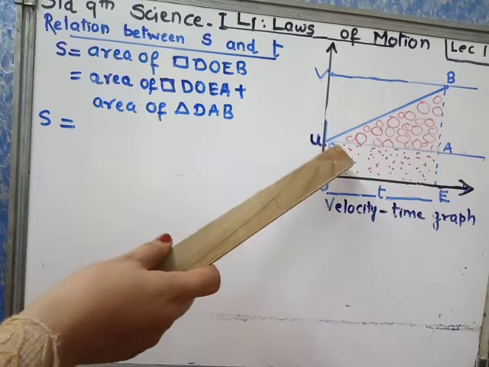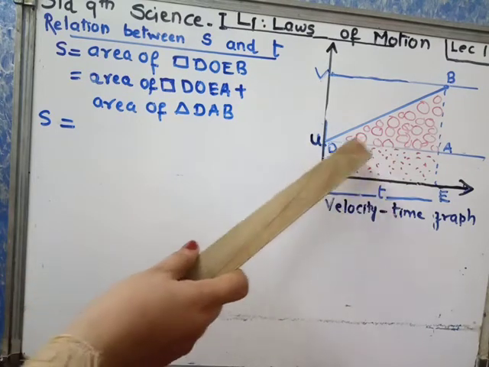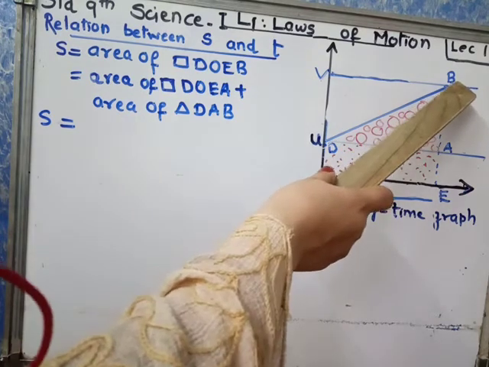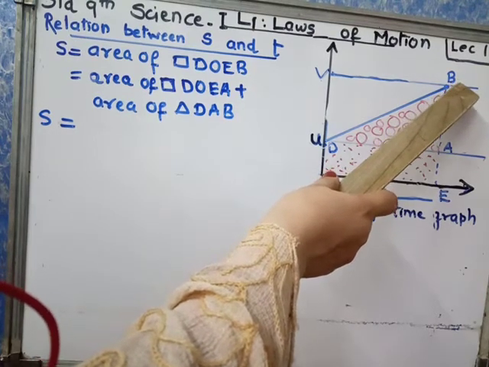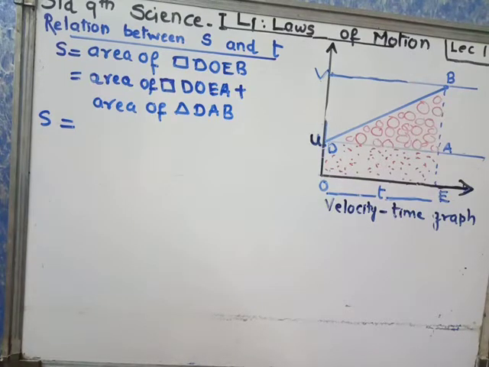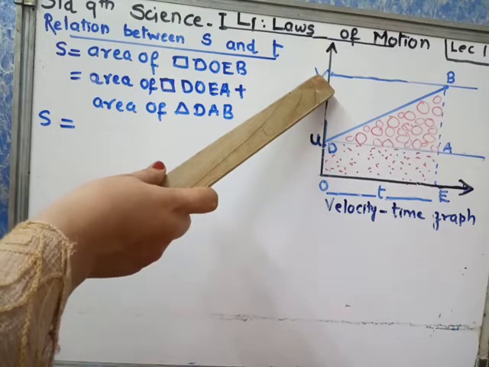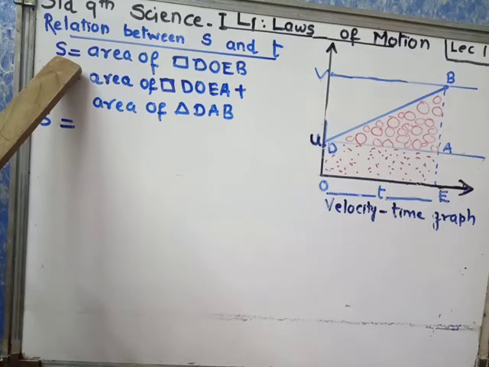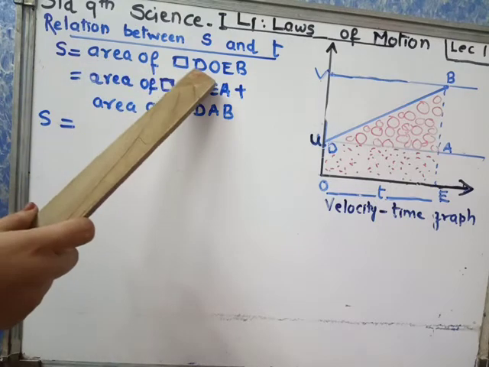Let the object initially be at position D, and after time t it covers some distance and the final position of the object is at point B. U is the initial velocity, V is the final velocity. Let S be the displacement of the object. Then this distance covered by the object is given by the area of quadrilateral DOEB.